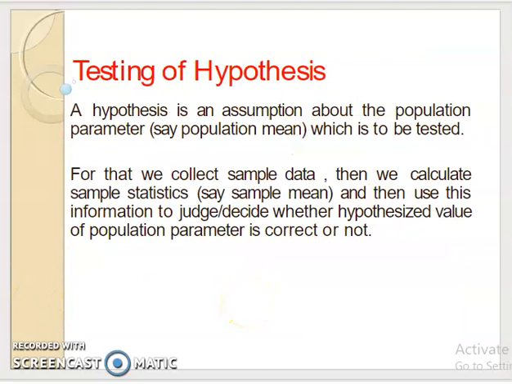So once again, the hypothesis is an assumption about a population parameter which is to be tested. So before doing the test, we are just stating a statement, and that statement can be true or false after testing it. For that, we collect the sample data, calculate the sample statistics, and then use this information to judge whether the hypothesized value of the population parameter is correct or not. Okay, so you will be collecting the data, doing a certain test, and confirming whether it is correct or wrong.